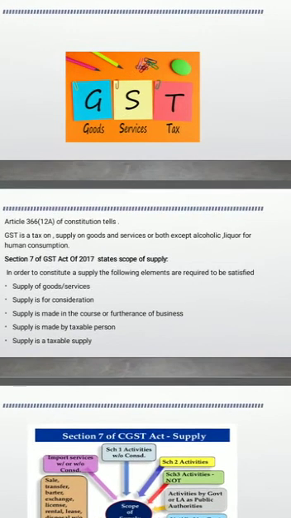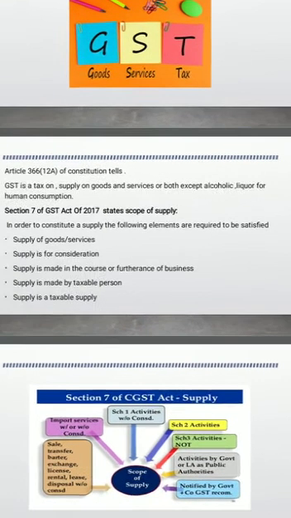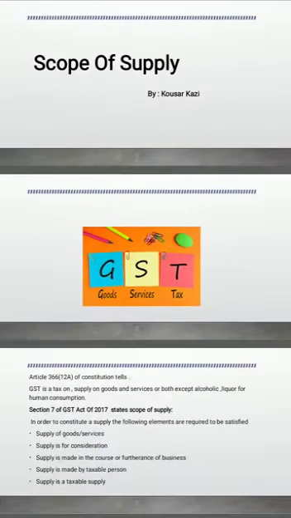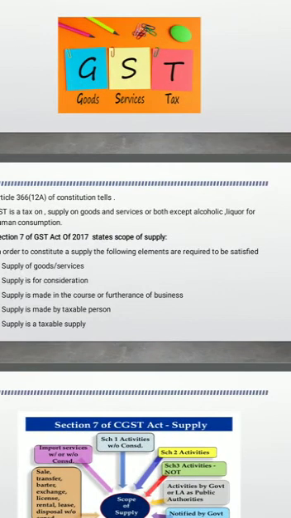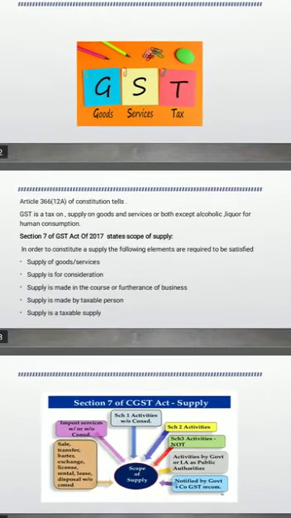As I said, GST is an indirect tax which is levied on the supply of goods and services or both, except alcoholic liquor for human consumption. Alcoholic liquor is not included in the GST. Now, before understanding the scope of supply, we must understand the actual meaning of supply according to the GST. GST has given certain parameters. When all those parameters are satisfied, then it is called a supply according to the GST.